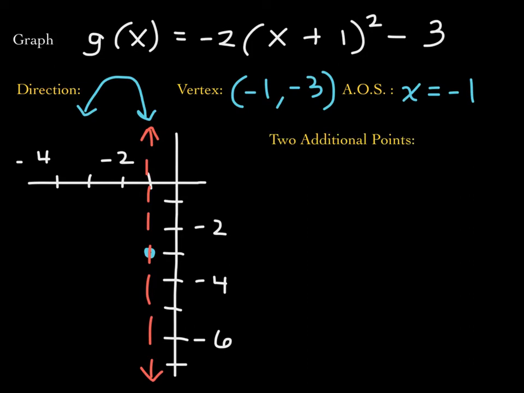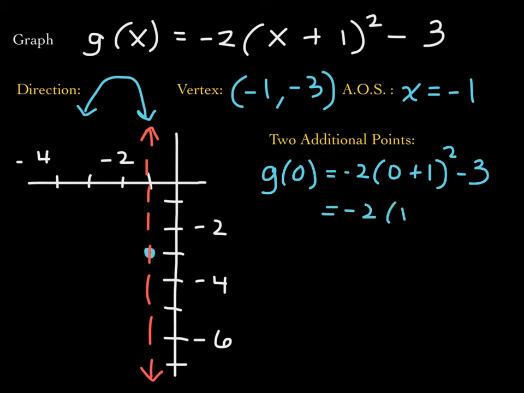Although you can plug in whatever you want for x, I want to plug in an x value that is close to my AOS. So in this case, -2 would be a good choice, or 0. I'm going to go with 0. I'm going to plug in 0 into my function, and I'm getting -2 times 1 minus 3. So this is -5. Let's go ahead and plot this point. The point is (0, -5), which is about right there, right on the y-axis. So that's a y-intercept, isn't it?